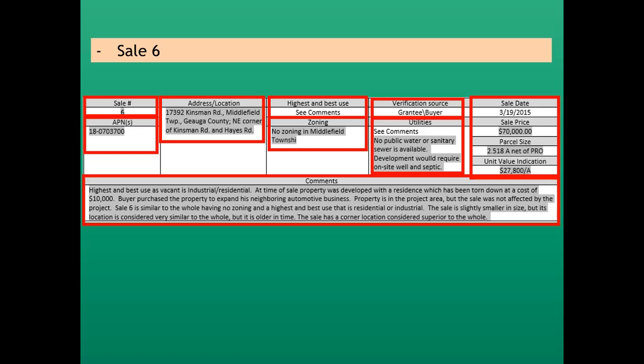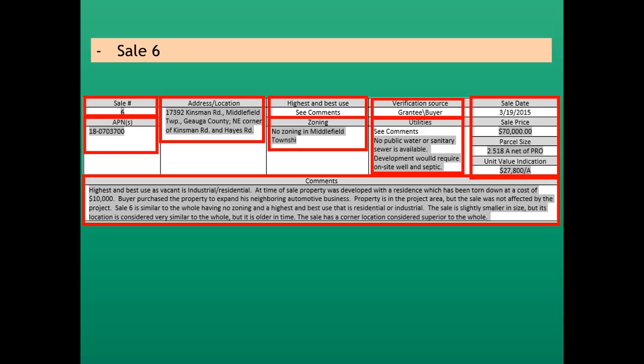as vacant is industrial and residential. At time of sale, the property was developed with a residence which has been torn down at a cost of $10,000. Buyer purchased the property to expand his neighboring automotive business. The property is in the project area, but the sale was not affected by the project.